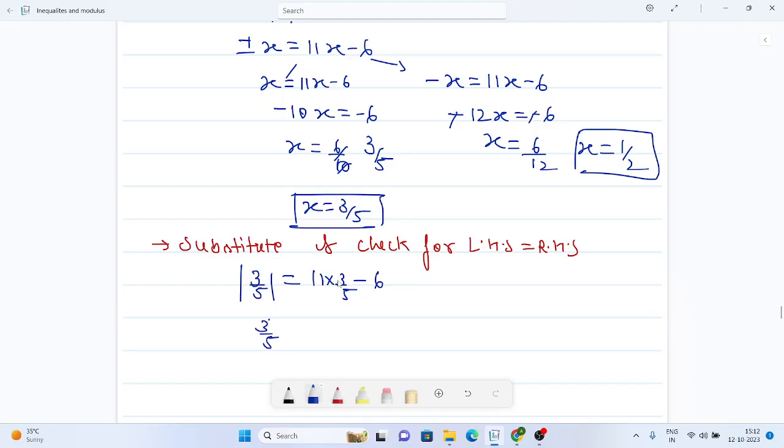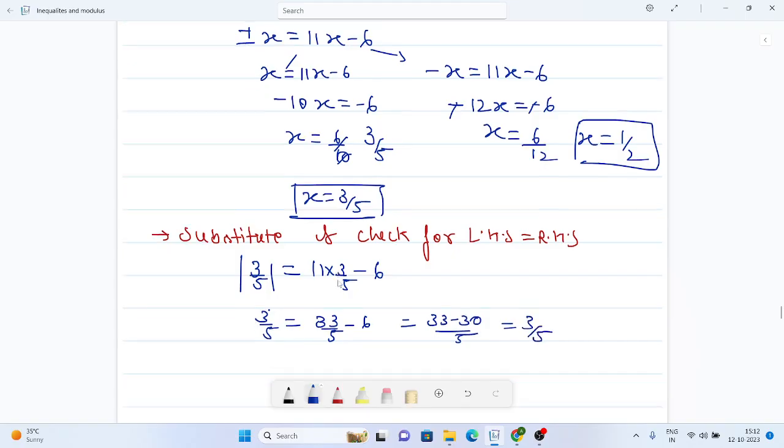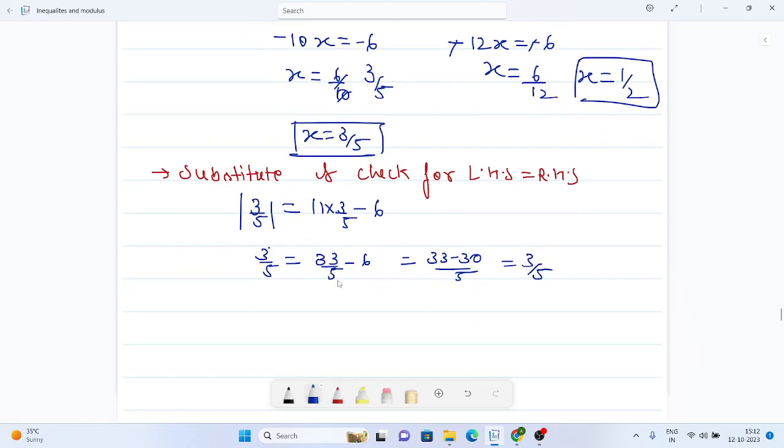So this is 3 by 5, but this is 33 by 5 minus 6. So here you get 33 minus 30 by 5, which is again 3 by 5. Okay, so the first one is the solution because it satisfies the equation. Now check for the second one.